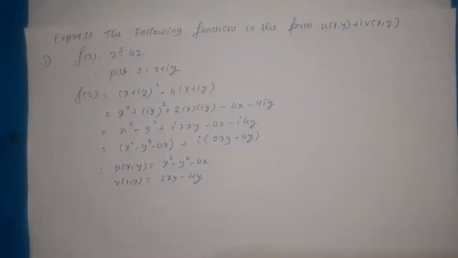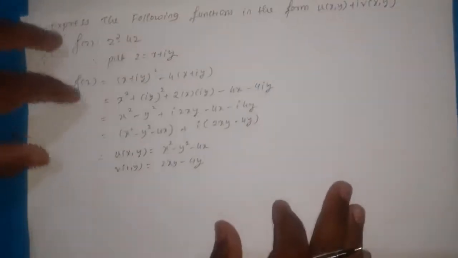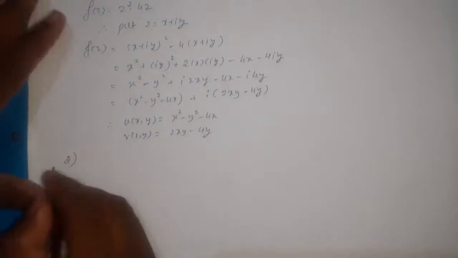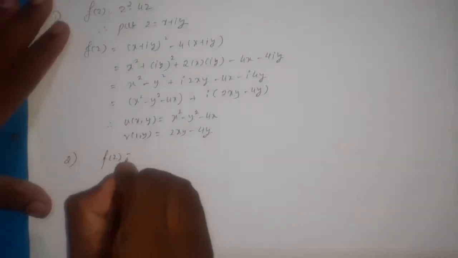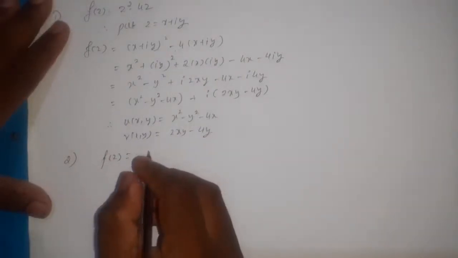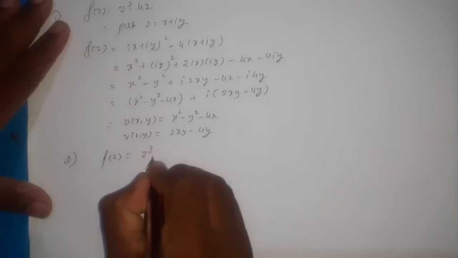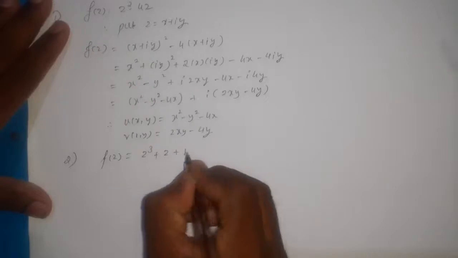So this is the first example on expressing a given function of a complex variable as u of x comma y and v of x comma y. Now let us consider the second example. f of z is equal to z cube plus z plus 1.